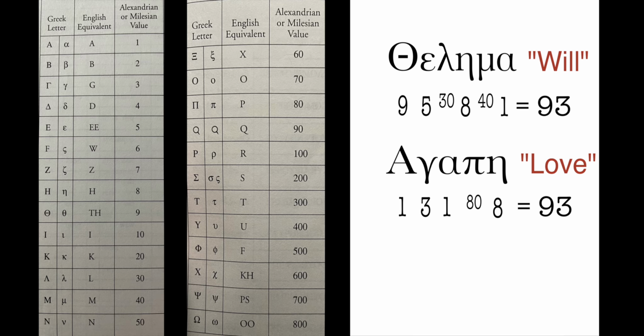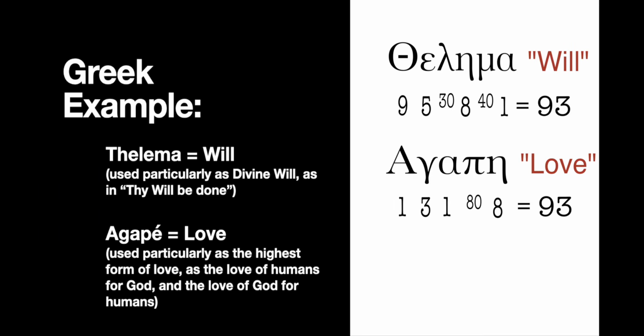In Greek, there's a lot of words for these ideas. For instance, there's a lot of words especially for love, and it depends on the context and the application. So you have filial love, you have various types of love, but in this case, agape is used particularly as the highest form of love, as the love of humans for God, and the love of God for humans. And Thelema, meaning will, is used particularly as divine will, as in, thy will be done, from the Lord's Prayer.